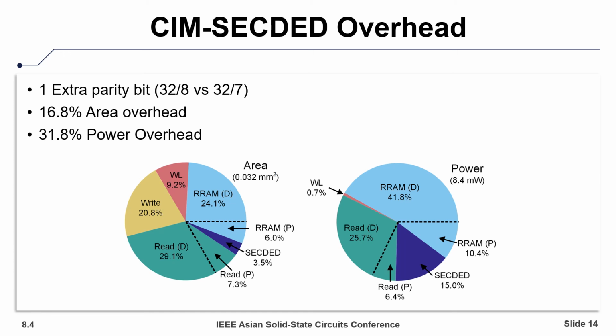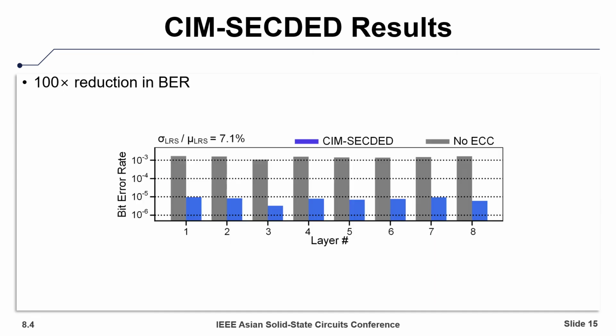In terms of overhead, CIM-SECDED requires 1 additional parity bit compared to SECDED. So for 32 data bits, SECDED requires 7 parity bits, and CIM-SECDED requires 8 parity bits. To understand the area and power cost of CIM-SECDED, we show the percentage-wise breakdown of each component in the pie charts below. The 8 parity bits, read circuit, ADCs, and decoder logic cost 16.8% additional area over a design without any ECC. In terms of power, these cost 31.8% overhead over a design without any ECC. But for this power and area cost, we observe over 100x reduction in bit error rate on ResNet 18.